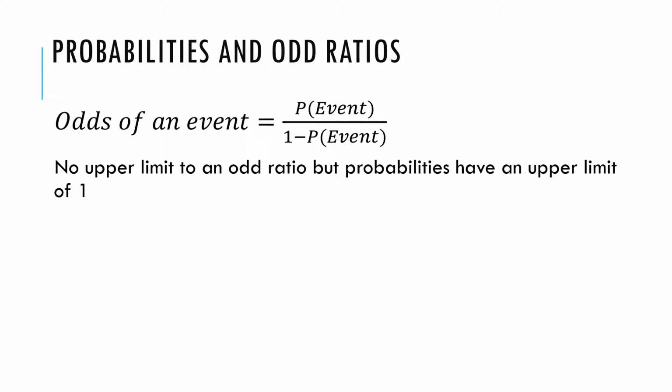Probabilities are related to odds ratios in such a way that the odds of an event is the probability of the event divided by 1 minus the probability of the event.